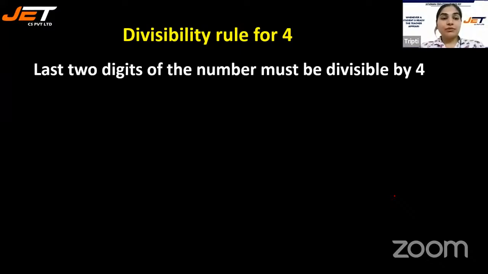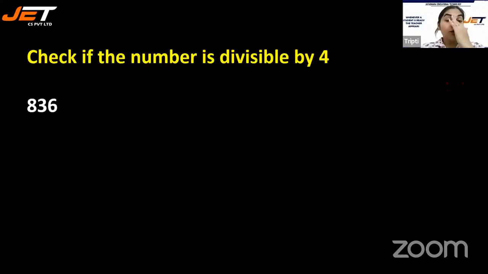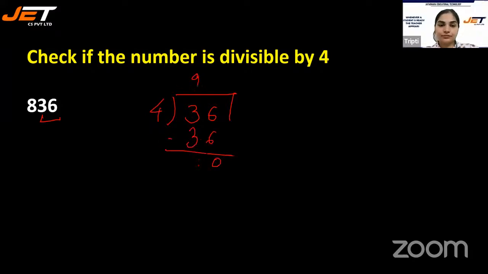Let's do the divisibility rule of 4. The divisibility rule of 4 says that the last 2 digits of the number must be divisible by 4. Now, let's check 836. Let's check the last 2 digits. 836 last 2 digits are 36. 36 divided by 4. 4 times 9 is 36. Yes, this is divisible by 4. That means 836 is also divisible by 4.